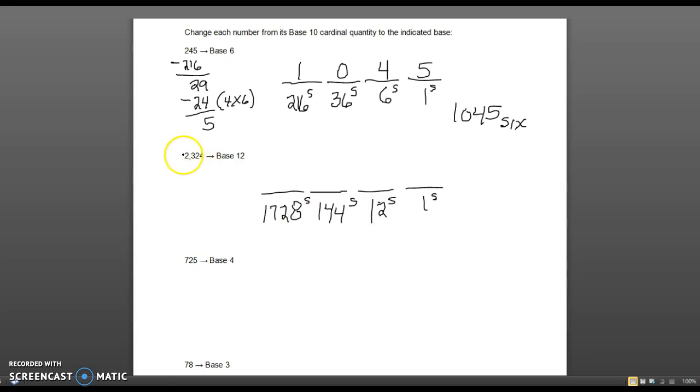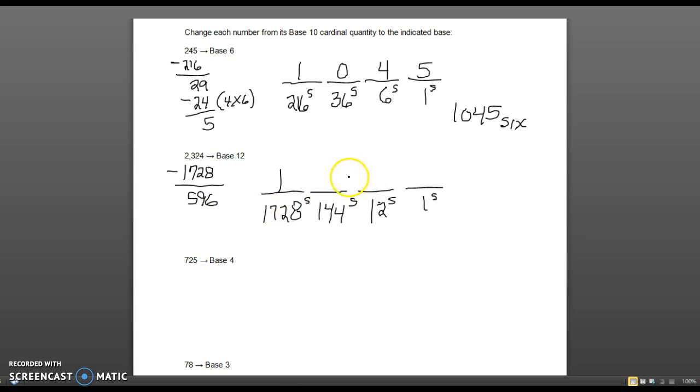Right, now I think of a big pile of babies here, and we always get a laugh in class when I say things like that. And I want to start forming base pieces. So I want to know how many 1,728s can I make. Well, double that would be over 3,000, so one of them is going to be it. I record the 1. I'm going to subtract 1,728. And what I will have left is 596.